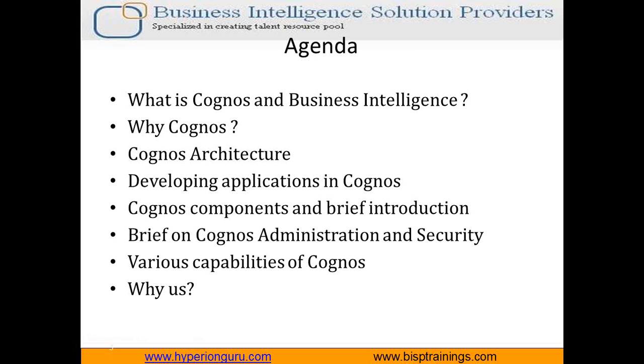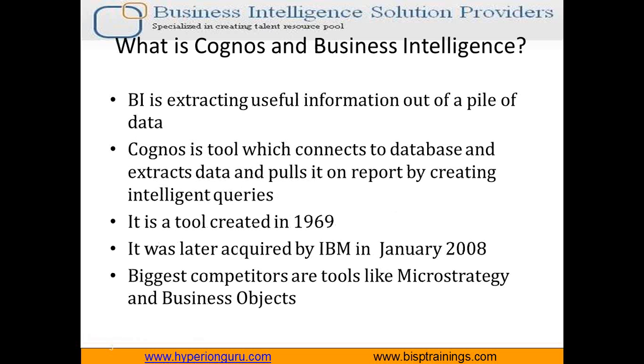Okay, so starting with what is Cognos and business intelligence. Business intelligence is nothing but extracting useful information out of a pile of data which you have gathered. In your data warehouse, in the big firms, the big enterprises, you'll have a large chunk of data, but you don't know how to use that big pile of data. So to extract that useful one-liner information out of that pile of data, to extract reporting information out of that pile, that is what business intelligence is.